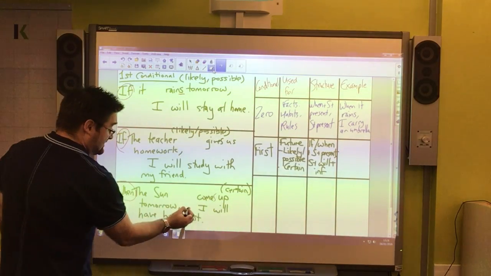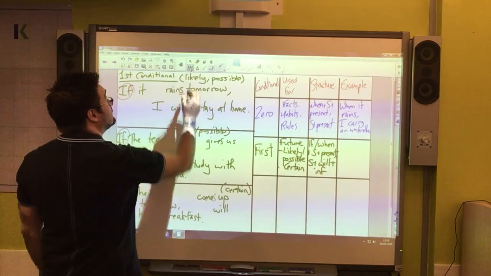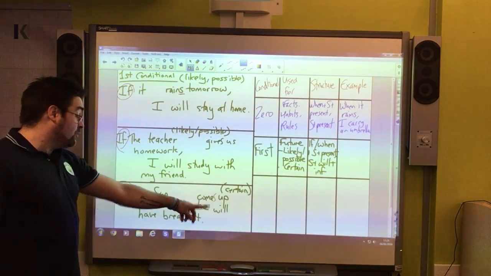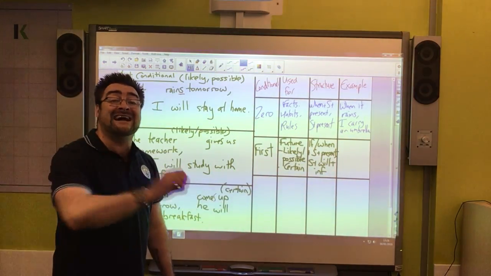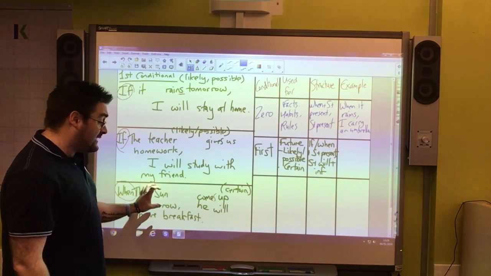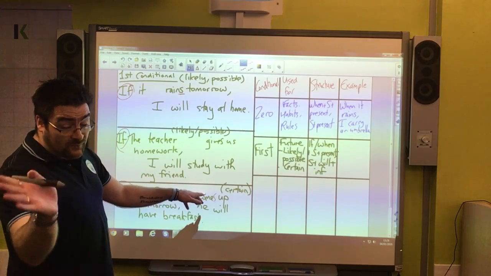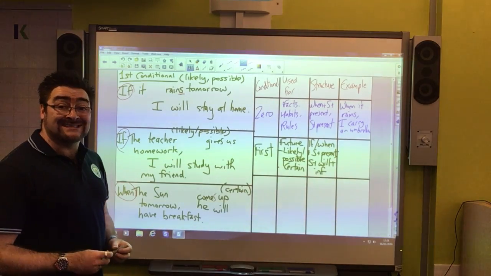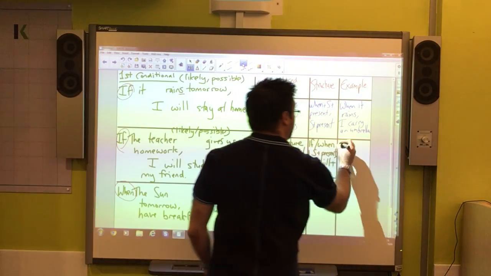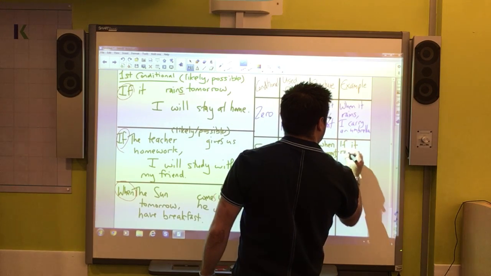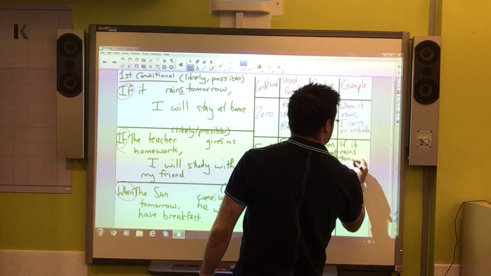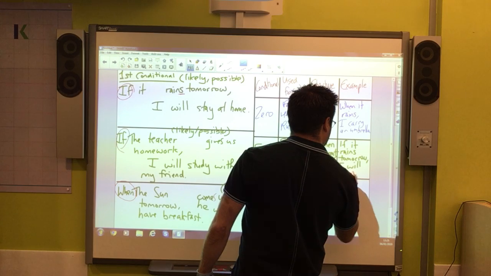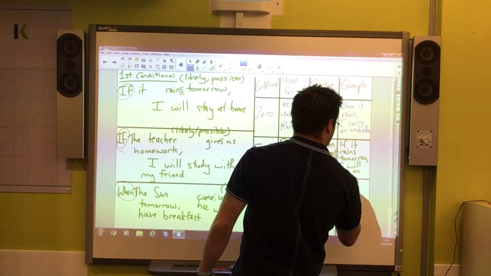So, if I change this down here to he, this does not change. He will have breakfast. You cannot say he will has breakfast. So you've got the present simple there with the S. You've got the infinitive down there with no S. Okay? And over here, I'm going to add, if it rains tomorrow, I will carry an umbrella.